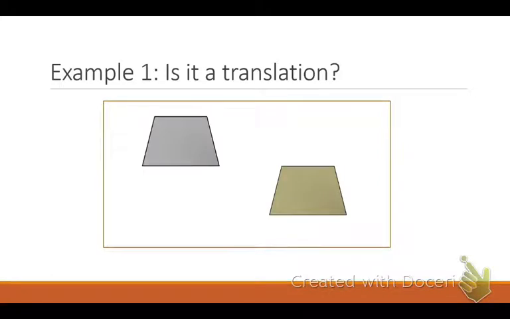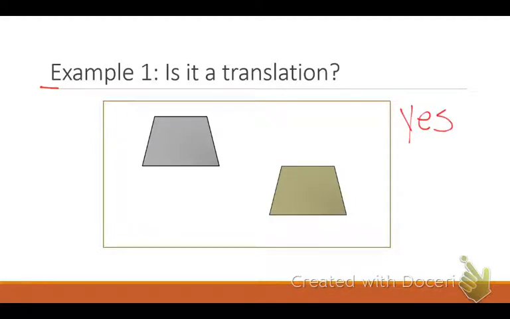That's important when we're trying to identify between 2 figures: is it a translation? We're warming up to this idea of running through the criteria. Does it turn? If your answer is yes, it's not a translation. If it changes size, it's not a translation. So what do you think on this first one? Is it a translation? Yes, it is, because it doesn't turn and it doesn't change size. So yes, it's a translation.